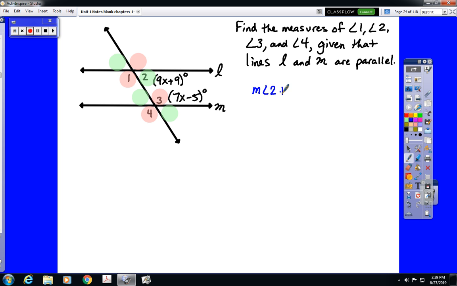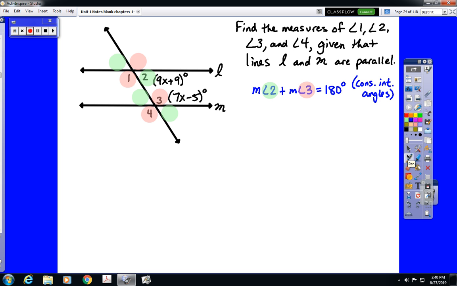Well, the measure of angle 2 plus the measure of angle 3 has to be 180 degrees, and the reason for that is because they are consecutive interior angles. But again, it is not important that you can name what kind of angles they are. What is important is that you know the property, that they have to add up to 180. What it boils down to is we have a green angle that we know something about, and we have a pink angle that we know something about. If we have one of each, they have to add up to 180.